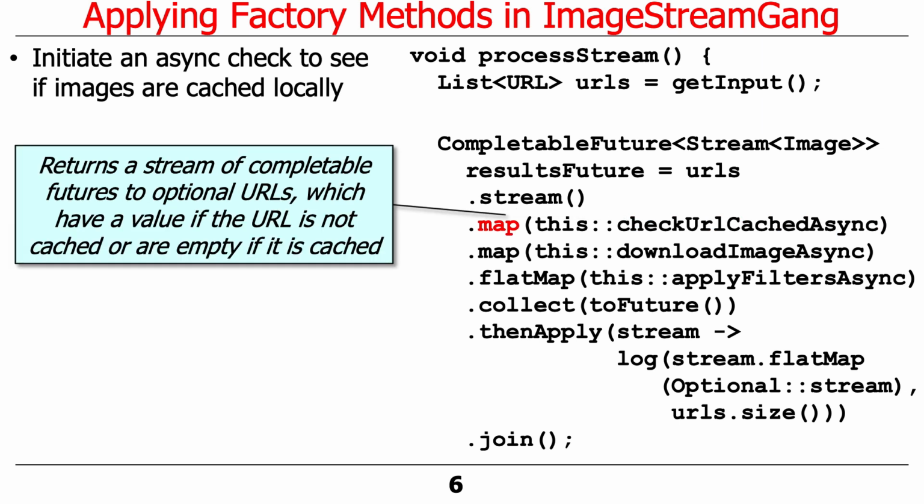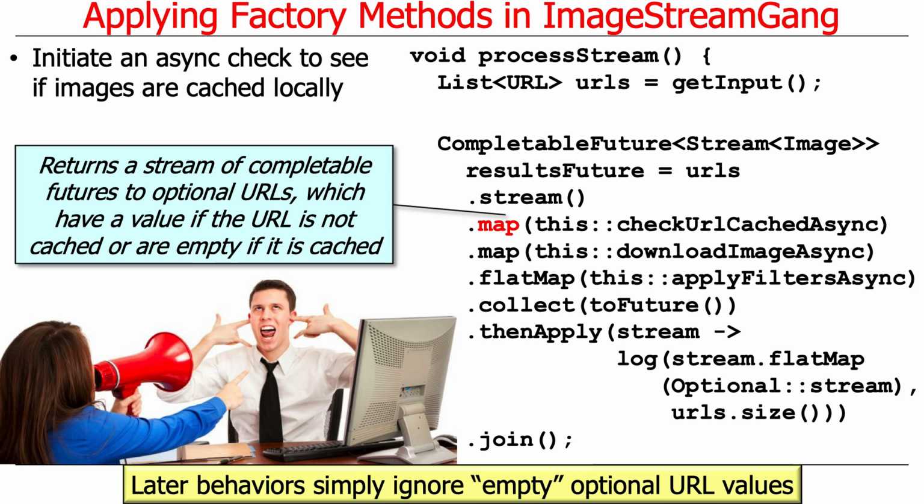Map returns a stream of completable futures to optional URLs, which will have a value if the URL is not cached. In other words, we want to download it. Or it'll just be empty if it is already cached. And as you'll see, the later behaviors in this pipeline will simply ignore the empty optional URL values.